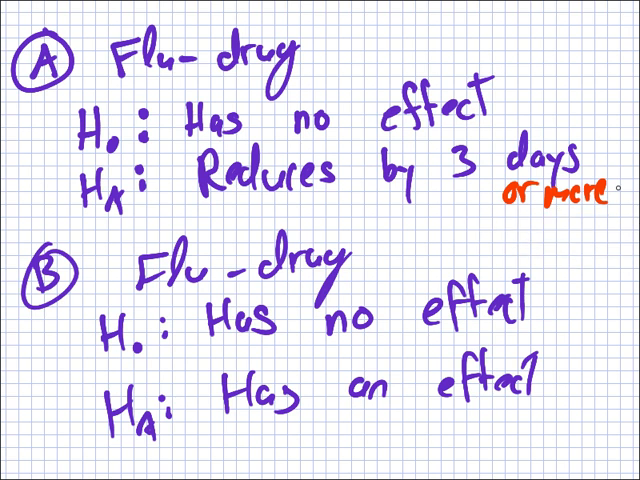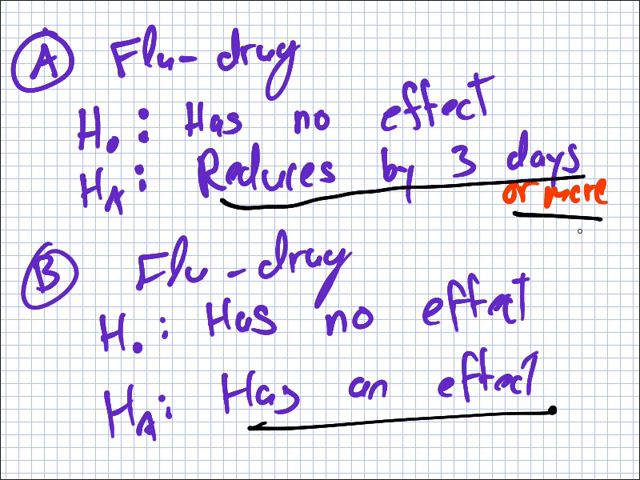But look, the other thing is this. It's possible that the drug increases your recovery time. It makes you sicker. Right? I mean, these things could happen when you're designing new treatments. So, in situation A, this is only testing the possibility that the drug has no effect or it makes you better, quicker. Whereas in situation B, you're testing that the drug has no effect versus it has an effect. And here, has an effect could be makes you sicker or it makes you better. Whereas here, has an effect just means it makes you better.